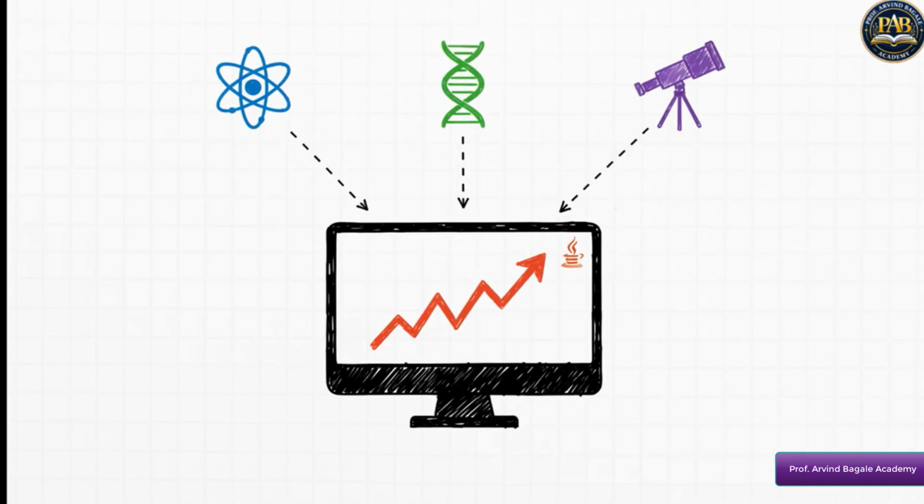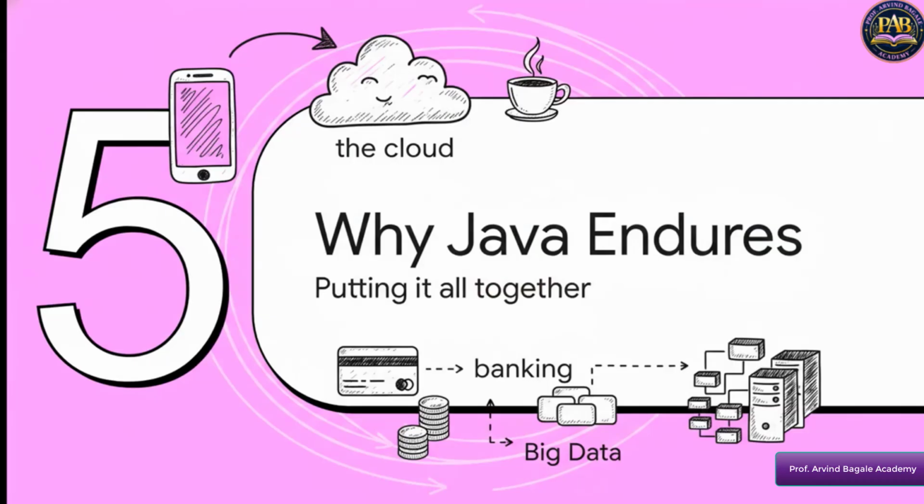And it's not all business and tech giants. Java is also a quiet hero in the world of science. It's used to build these powerful tools that analyze just massive amounts of data from experiments in fields like physics, genomics, and even astronomy. Wow. Okay, we have gone from your phone all the way to the cloud, from your bank account to big data.